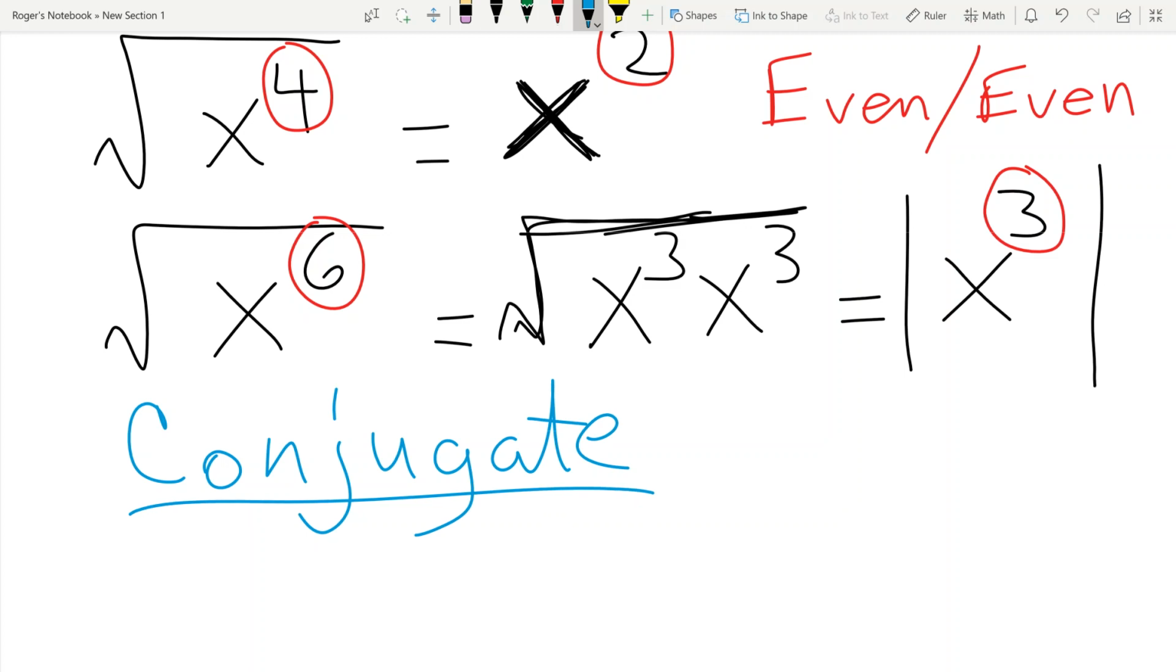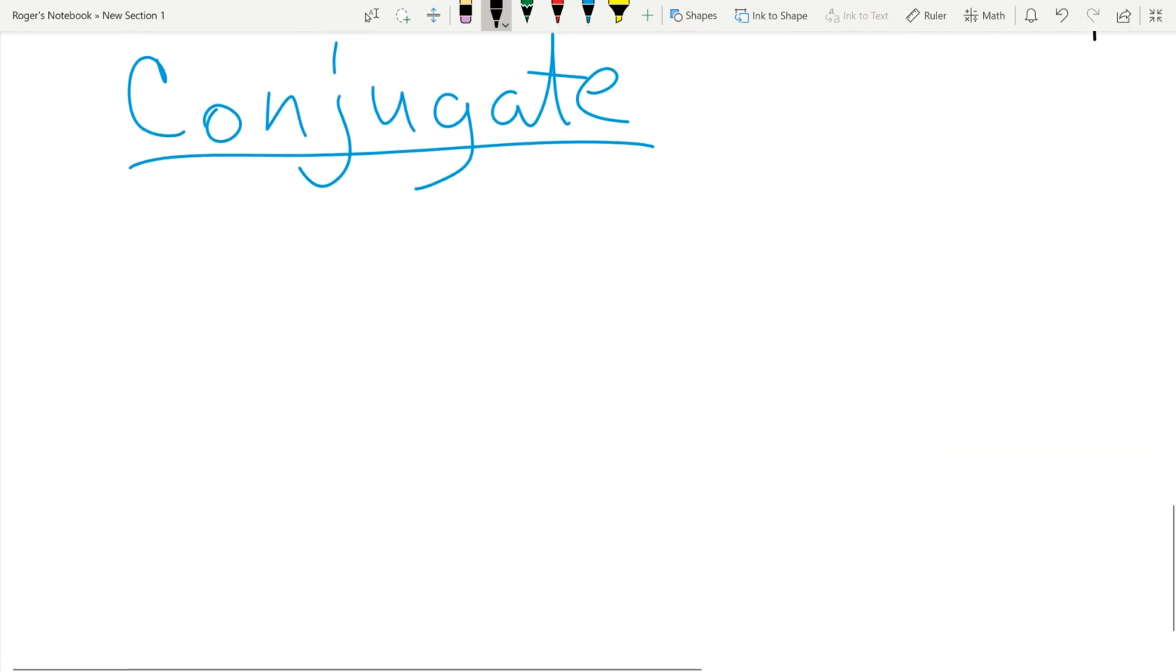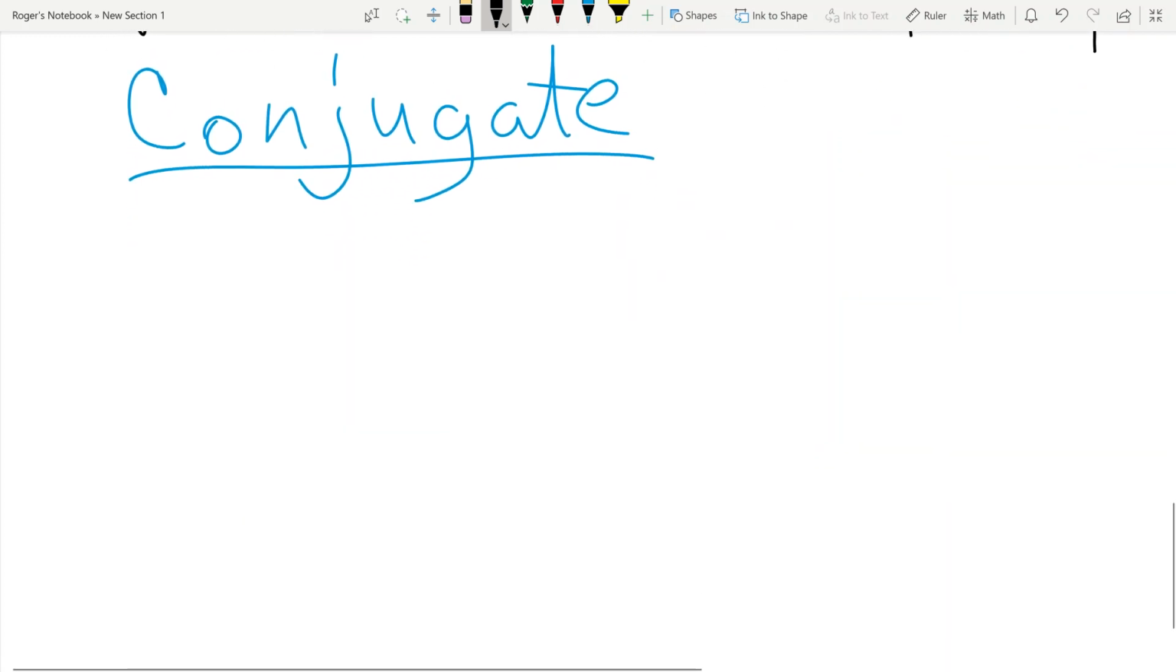What is the word conjugate? I think what I'm going to do here is show you this by example. So let's take an example problem. We'll call this example number 1.